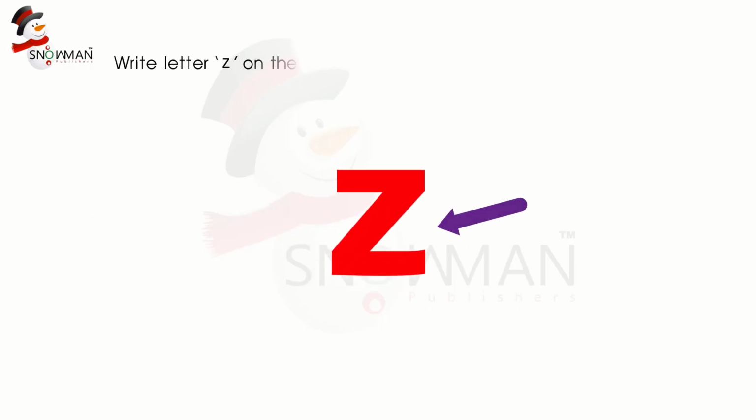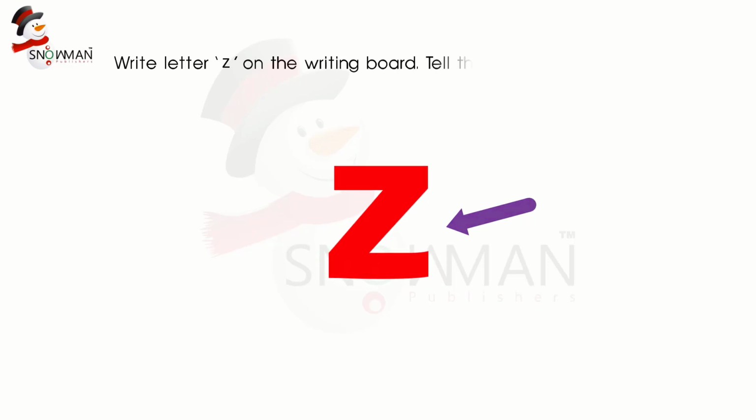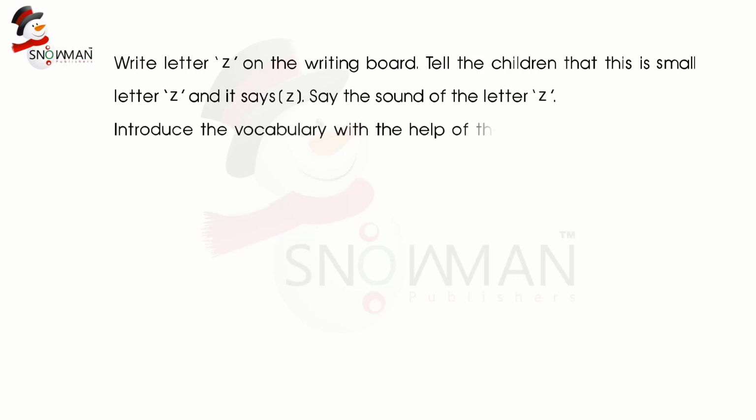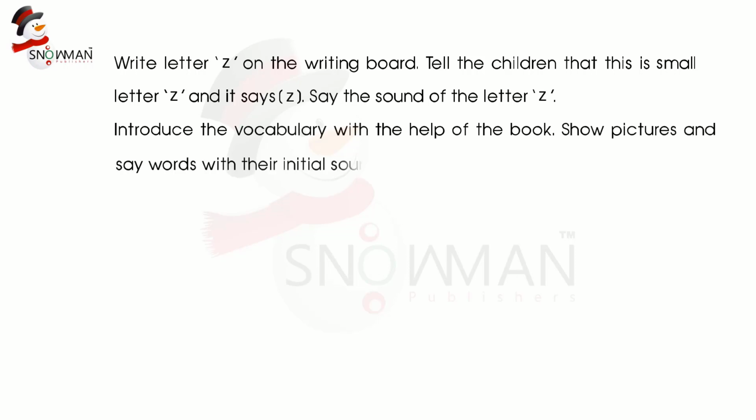Write the letter Z on the writing board. Tell the children that this is small letters Z and it says Z. Say the sound of the letter Z. Introduce the vocabulary with the help of the book. Show pictures and say words with their initial sound.